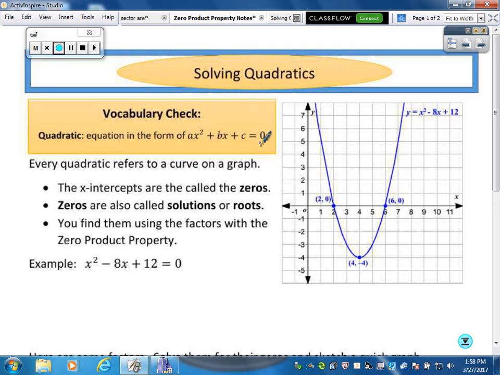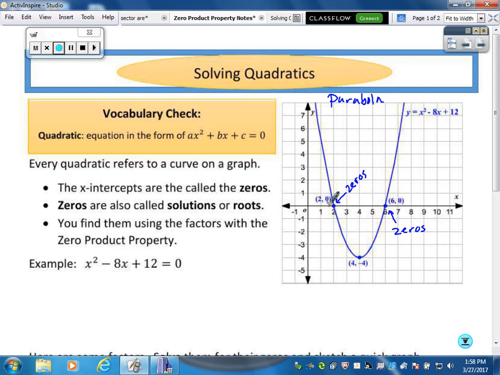Some cool things you need to know before we get started. Every quadratic refers to a curve on the graph. This is called a parabola. So this curve on the graph is given by the equation that I have right here, x squared minus 8x plus 12. These x-intercepts, so this number right here and this number right here, those are called zeros.